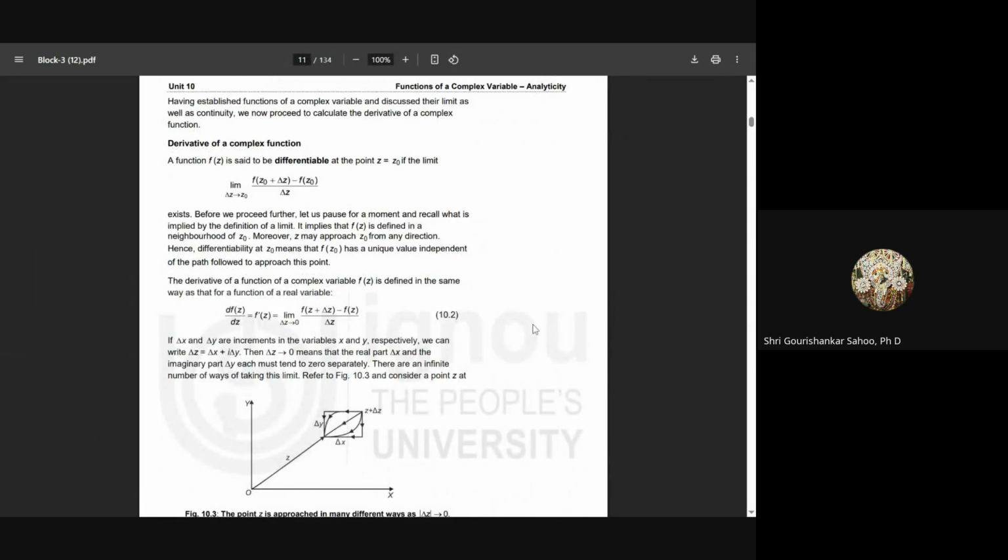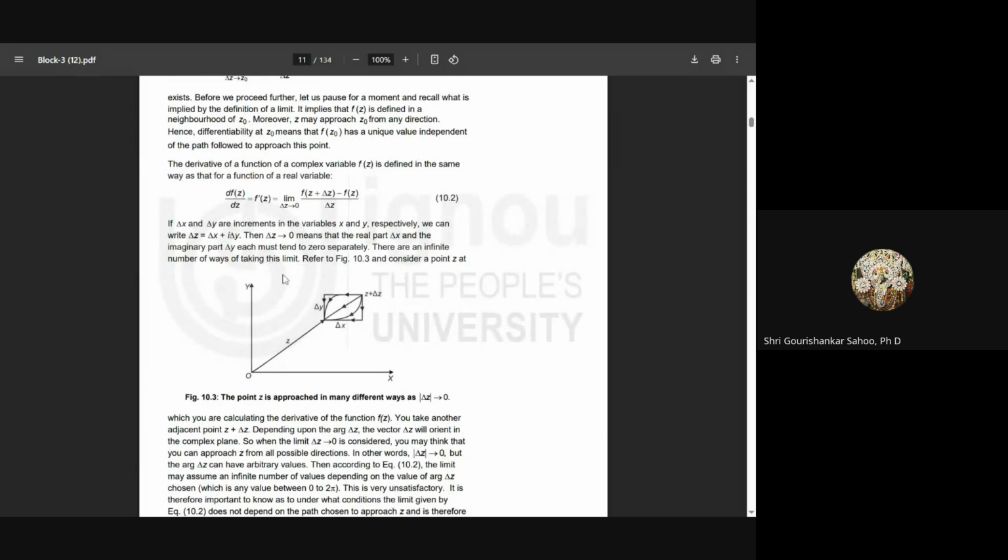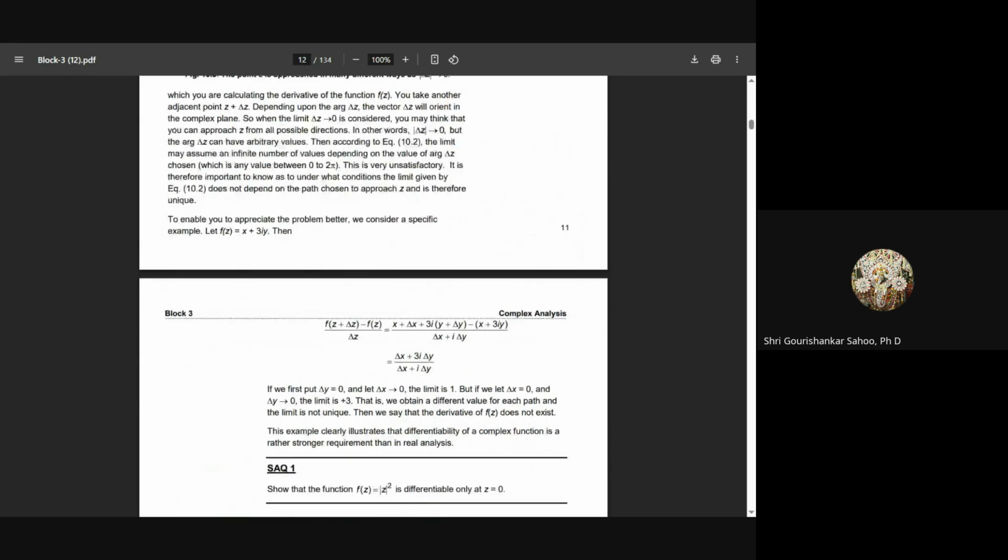Then derivative: limit del z tends to 0, f of z0 plus del z minus f of z0 by del z is equal to f dash z, and the geometrical representation is as shown in figure 10.3. The point z approaches in many different ways, and it is shown on the screen. This is the derivative.